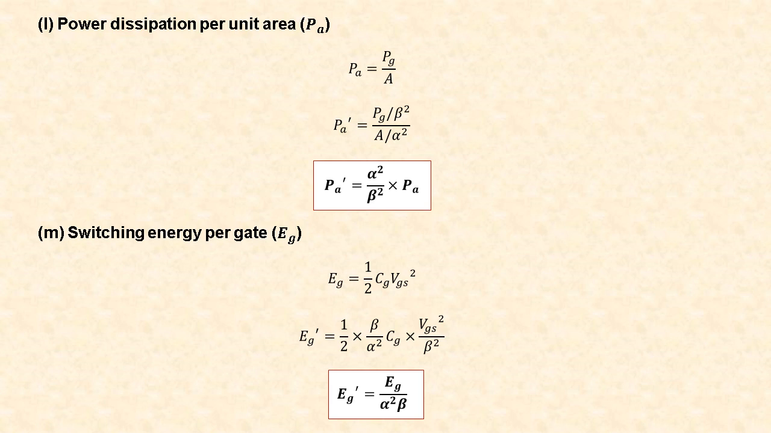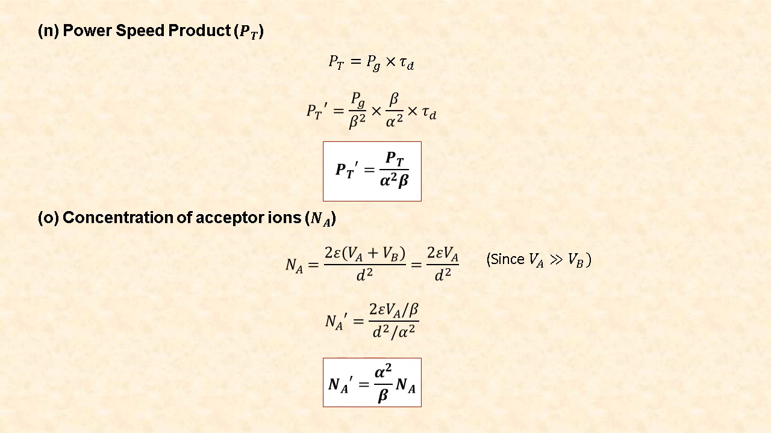Next, switching energy per gate, EG. It is given by the formula of Cg into VGS whole square. Cg is the gate capacitance, VGS is the gate to source voltage. Cg is scaled by beta by alpha square and VGS is scaled by 1 by beta. So VGS square is scaled by 1 by beta square. So rearranging, we have the switching energy per gate is scaled by 1 by alpha square into beta.